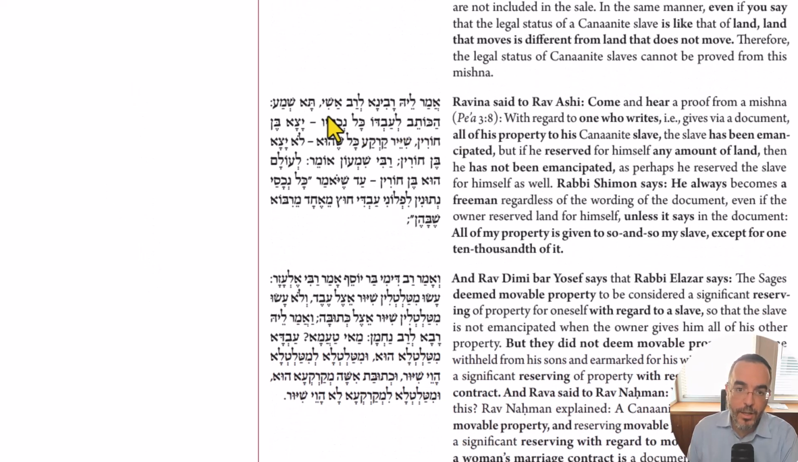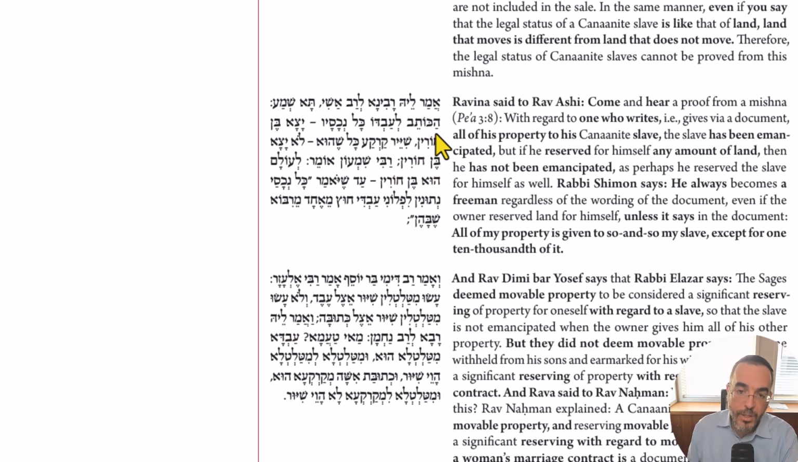Amar leRavina leRav Ashi. And so now a second try from a Mishnah in Masechet Pe'ah that we saw yesterday. Tashema. Hakoteb la'abdo kol nechasav. Yasa ben chorin. Shier karka kol shehu. Lo yasa ben chorin. Rabbi Shimon omer le'olam hu ben chorin. Ad shiomar kol nechasai netunin leploni abdi. Chutz me'achad meribo shebahen. The Mishnah teaches, if someone owns a whole bunch of things, he owns some land, he owns movable items, and he owns a Canaanite slave.